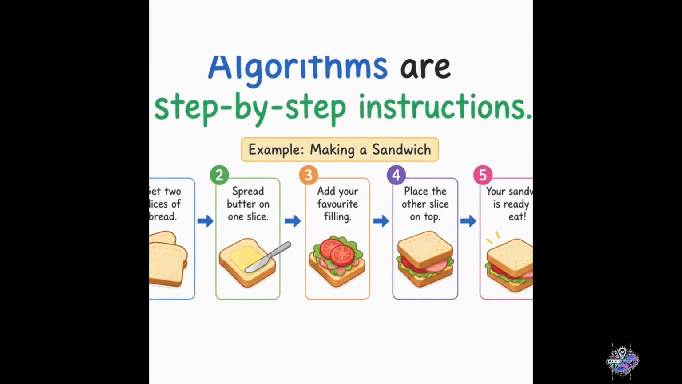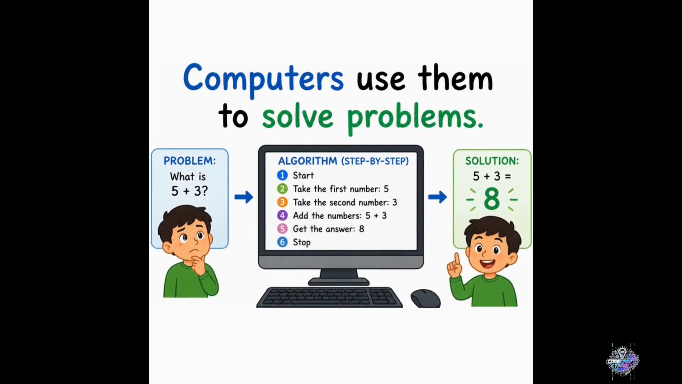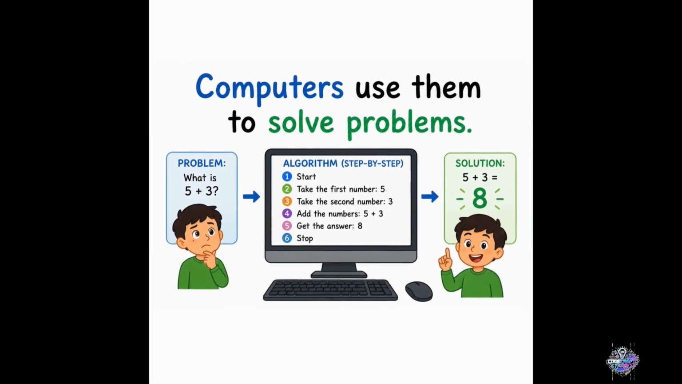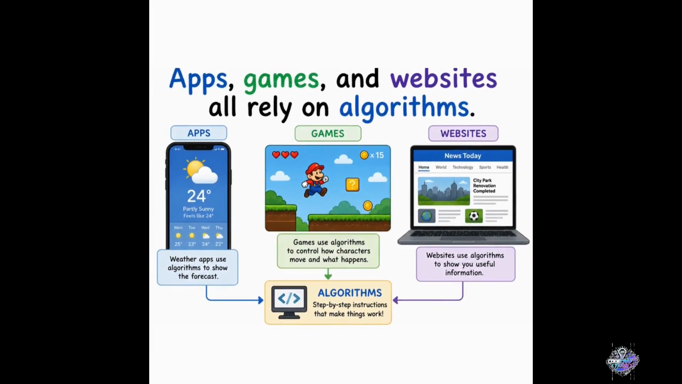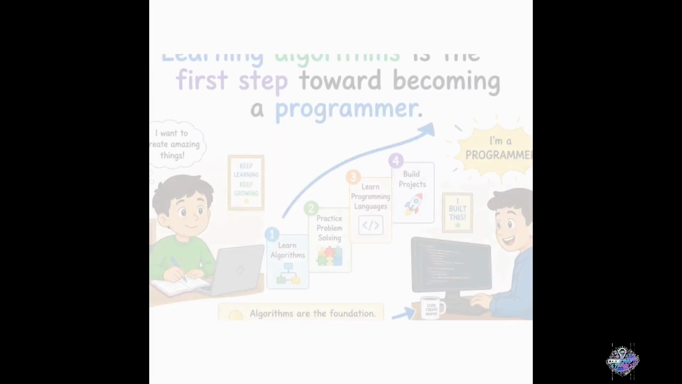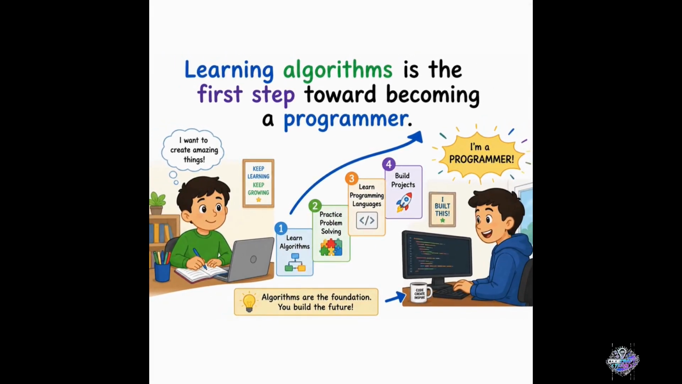Recap and outro. Summary. Algorithms are step-by-step instructions. Computers use them to solve problems. Apps, games, and websites all rely on algorithms. Learning algorithms is the first step toward becoming a programmer.